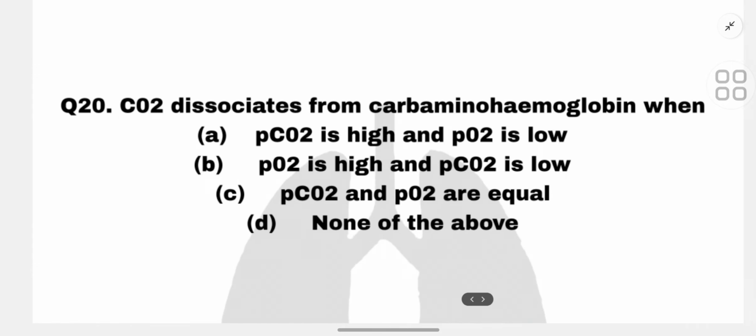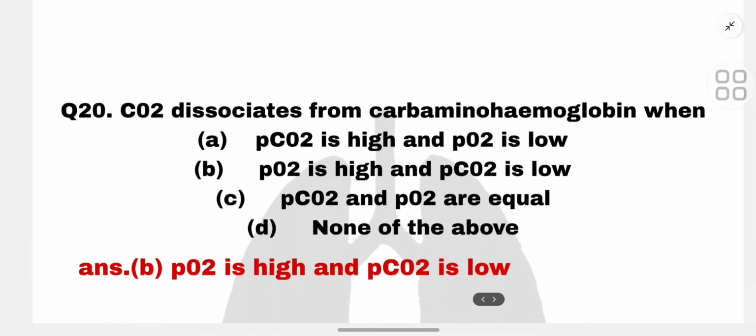So the next question is, CO2 dissociates from carbaminohemoglobin when A. Partial pressure of CO2 is high and PO2 is low. B. PO2 is high and PCO2 is low. C. PCO2 and PO2 are equal. D. None of the above. So the correct answer is B. PO2 is high and PCO2 is low.